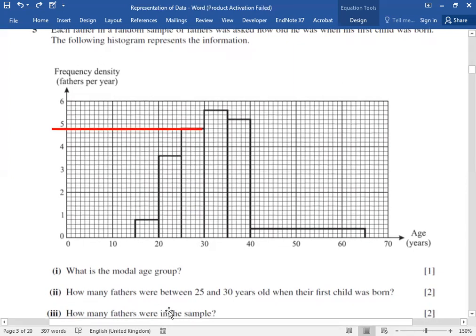And then the question is asking how many fathers were in the sample. We will find all the frequencies and we will add them. Can you people do that for me? We have already found it for 3 of the bars. This one, and this one. बाकी bars की frequency निकाल के total करके बताओ. How many total fathers were there in the sample? How many fathers are there in the sample?